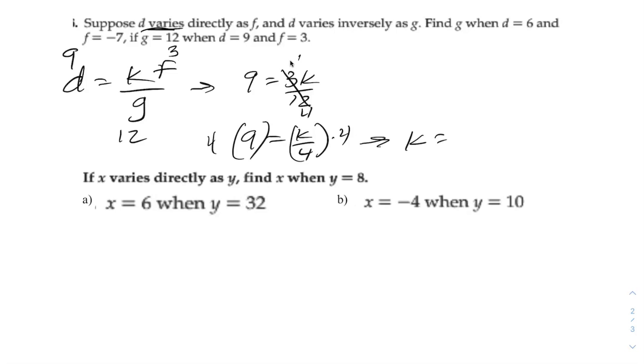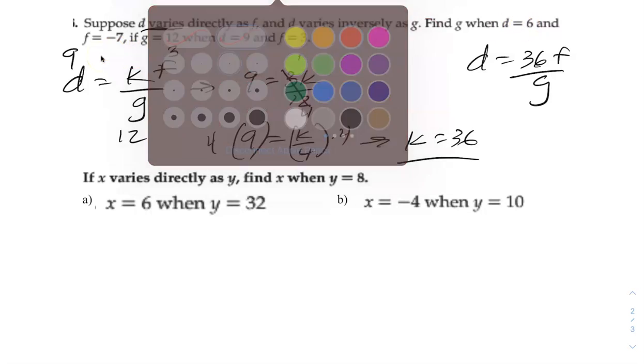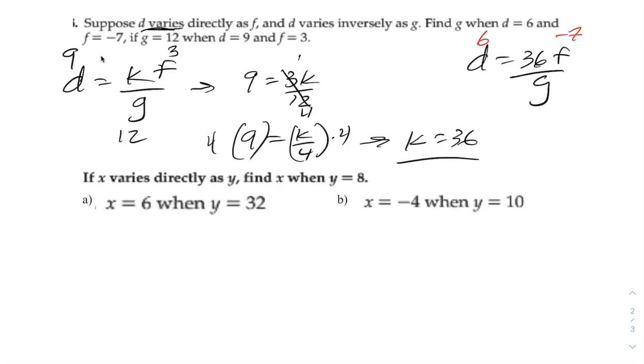So k equals 36. But then I gotta rewrite the equation. So if I write over here, d equals 36f over g. And then they want me to find g when d is 6 and f is negative 7. So let's plug those in. D is 6, f is negative 7.